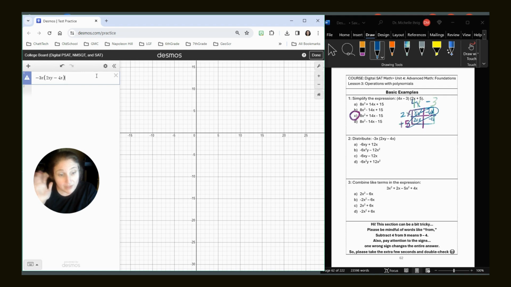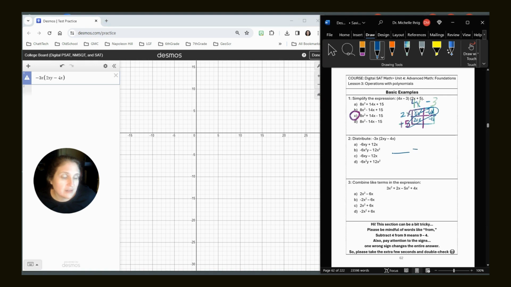So you have a couple options. One, you can just know how to distribute it. And basically how you distribute it is, we know we have a line, a symbol, and another line. Here we have 3 times 2 is 6. X times x is x squared, and then the y. Here we have a negative times a negative, which is a positive. 3 times 4 is 12, and then x times x is x squared. So our correct answer is letter D.